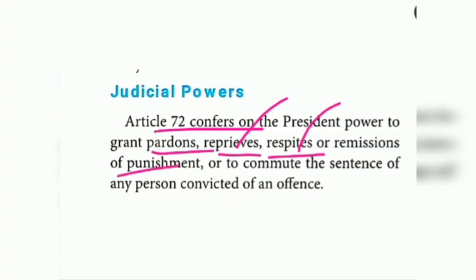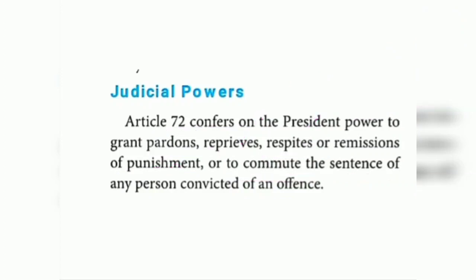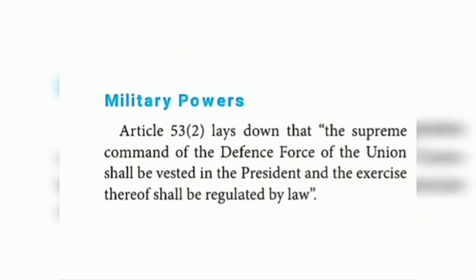So the president has the power to reprieve, in the sense cancel, and to grant respite, in the sense postpone the punishments, or to commute the sentences, that is, reduce the sentences of any person convicted of an offense. So this is the judicial power of the president.